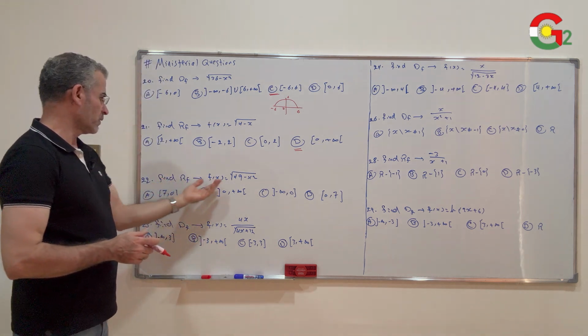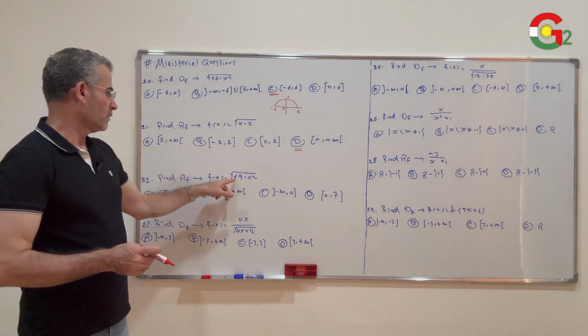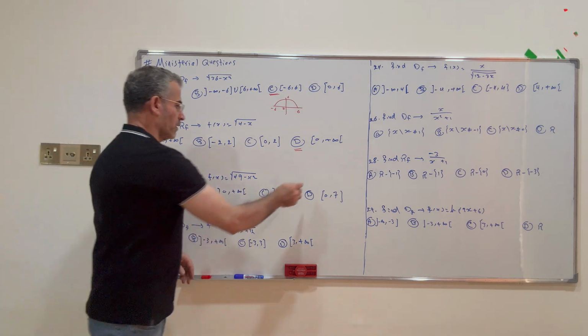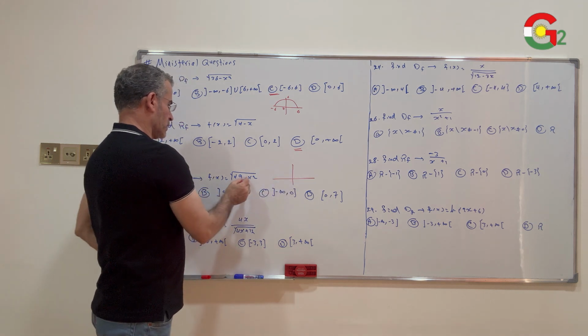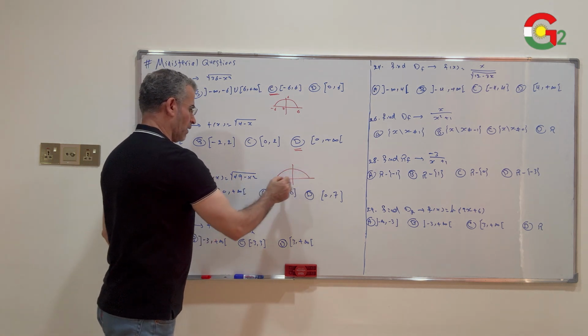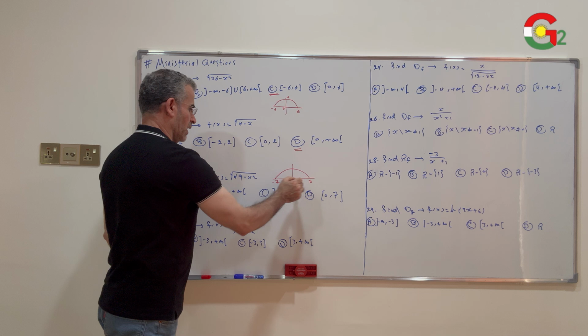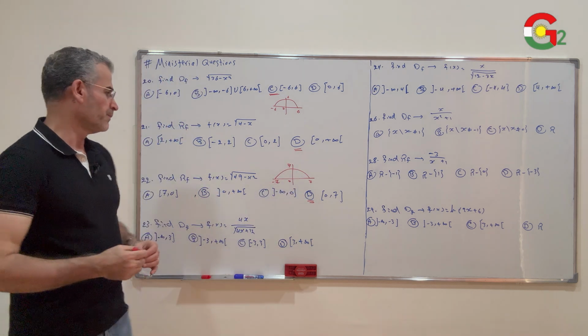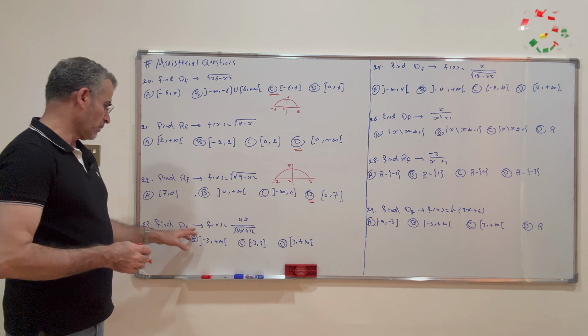22. Find the range of the function square root of 49 minus x squared, a constant minus x squared. Then the graph is from negative 7 to 7, and the range from 0 to 7. Choice number D.